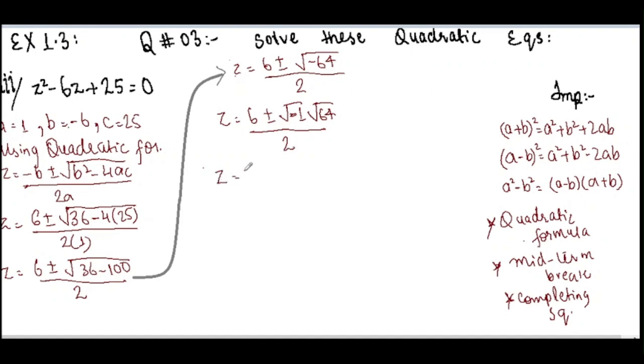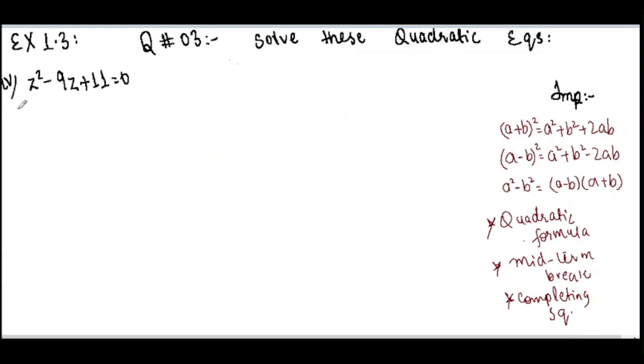Z equals 6 plus minus square root of 64 gives us 8, and square root of minus 1 gives us iota. We have read it a lot of times in our previous lectures. Whole divided by 2 remains as it is. So z equals, we are going to take 2 common over here, so we get 2 into 3 plus minus 4 iota, whole divided by 2. They cancel and we get the answer as 3 plus minus 4 iota. This is your answer. Okay, now we are going to do the last part of question number 3.